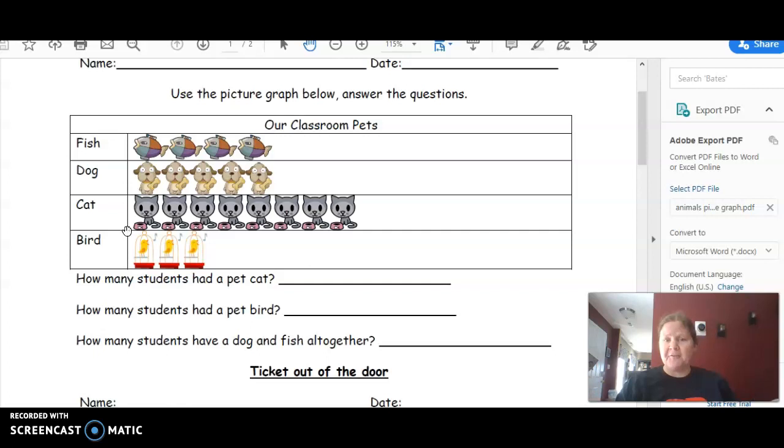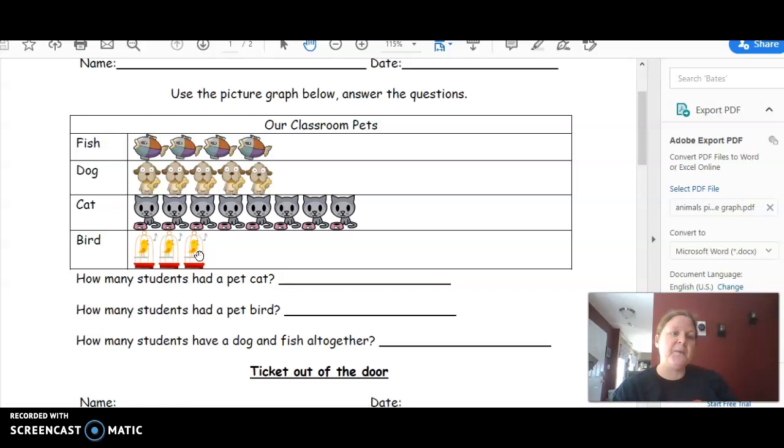Look at our graph. What can we figure out from it? These are the pets: the fish, the dog, the cat, and the bird. We can look at our graph and see how many they had of each pet. I'm going to ask you some questions. How many students had a bird? Yes, 3. And how did you get that? You find the bird row, and you go across, and we can count how many birds. 1, 2, 3. So 3 people had birds.